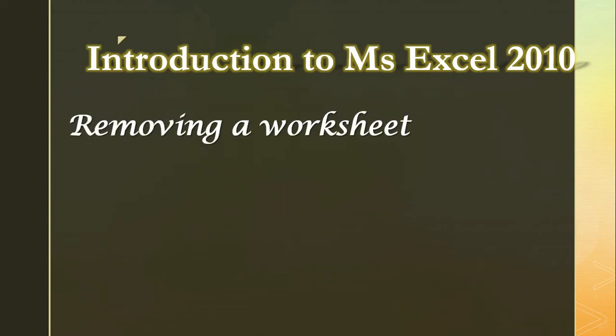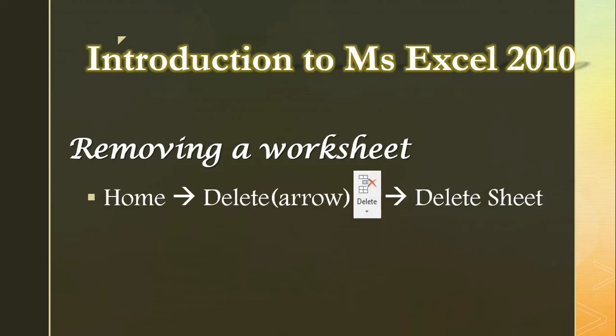Next, removing a worksheet. If you don't want any worksheet, you can remove it from the workbook. First, by using Home tab. You need to click on the Home tab first and then there is a Delete option in the Cells group. You need to click on the arrow below the Delete option and then select Delete Sheet option. The worksheet will be removed from the workbook.